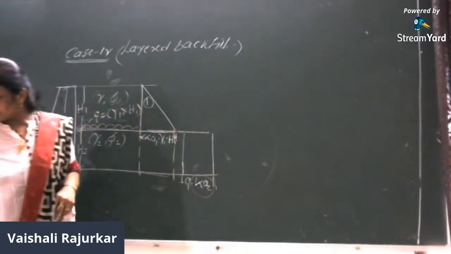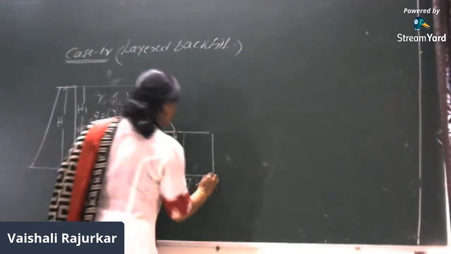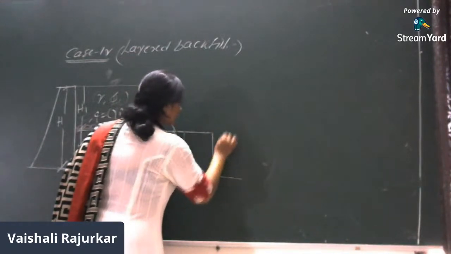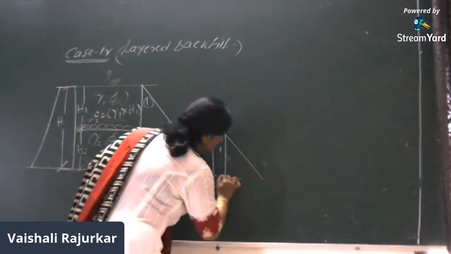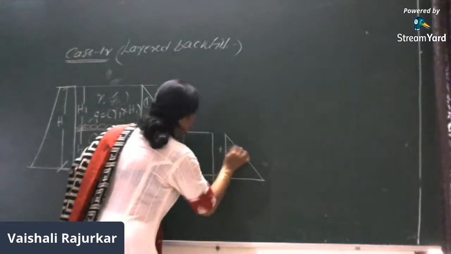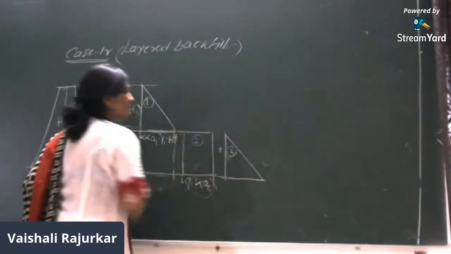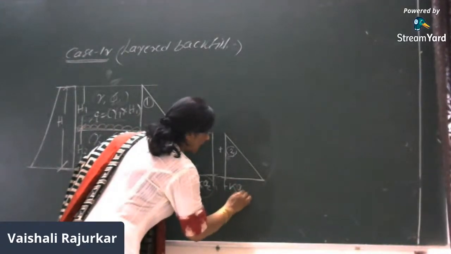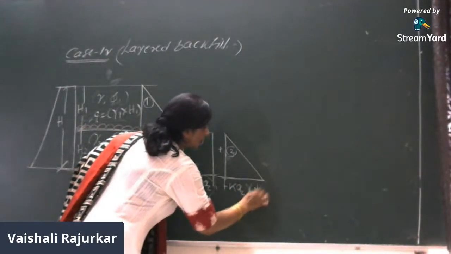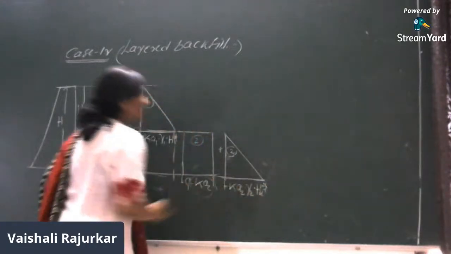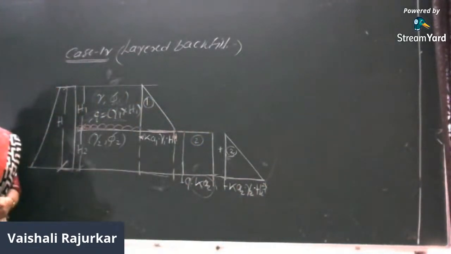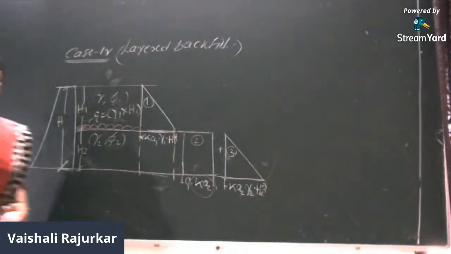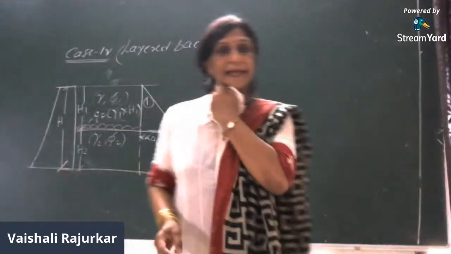Right? Then the pressure distribution diagram will be a triangular pressure distribution diagram due to the weight of the soil, and this is diagram number 3, this is diagram number 2. What is the intensity at the bottom? It will be Ka2 into gamma 2 into H2. Right? So there are 3 pressure distribution diagrams.